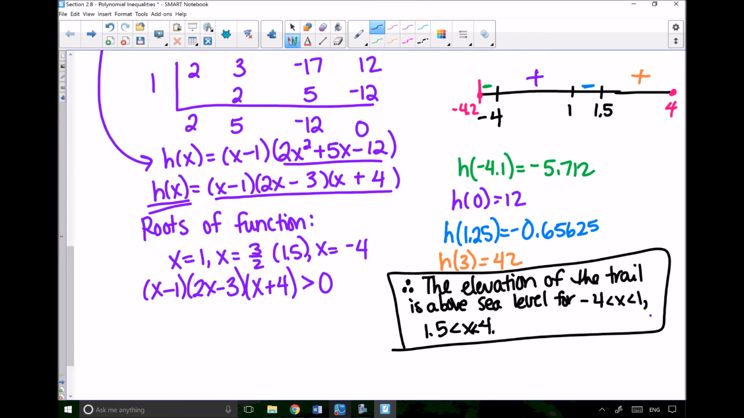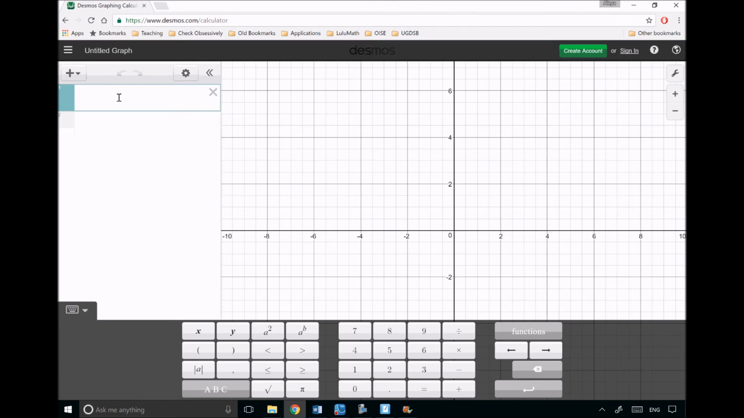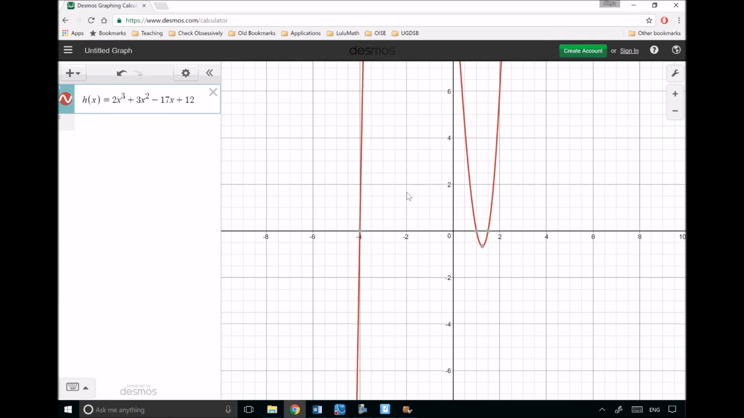Okay? We're going to look at this graphically really quickly, and then we'll be done with this question. So I want to graph this out and see what ends up happening. If I take a look at it, h of x is equal to 2x to the power of 3 plus 3x squared minus 17x plus 12. When I take a look at this, it's very clear to me that the graph is positive. It's above sea level between negative 4 and 1, and then it's also above sea level between 1.5 and 4, which are the answers that we ended up getting.